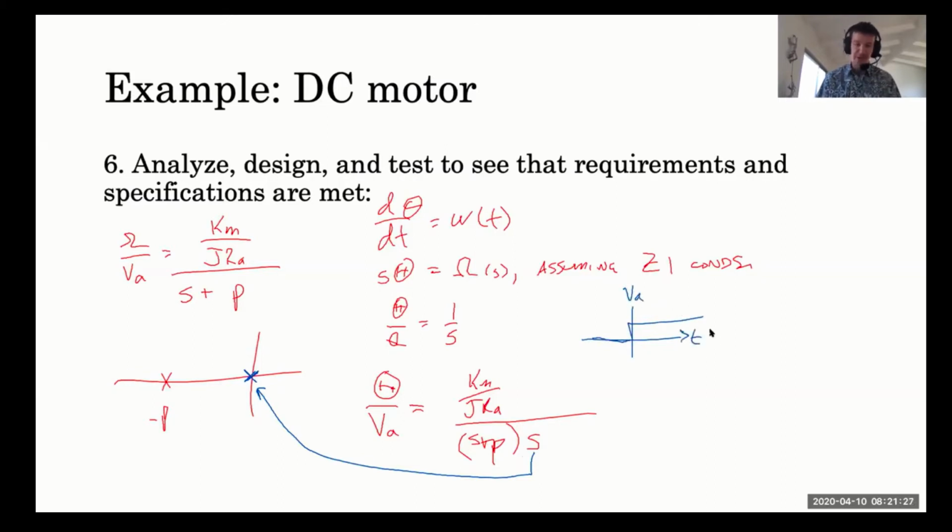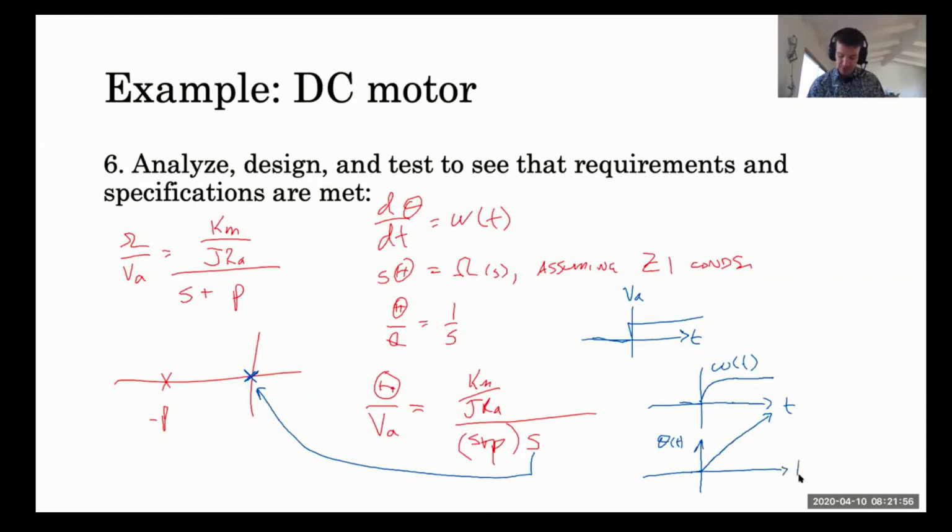Okay, so to summarize, say we were to input a voltage versus time that looked like a step. That's a nice bounded signal. Then the speed, omega of t versus t, is going to behave like a first order system. It's going to exponentially rise till some bounded steady state value. But if you look at the integral of this omega signal, that's going to look like a ramp eventually. So this is the theta of t versus t signal. So this signal is bounded. This signal is unbounded. And that's the consequence of this pole at the origin.